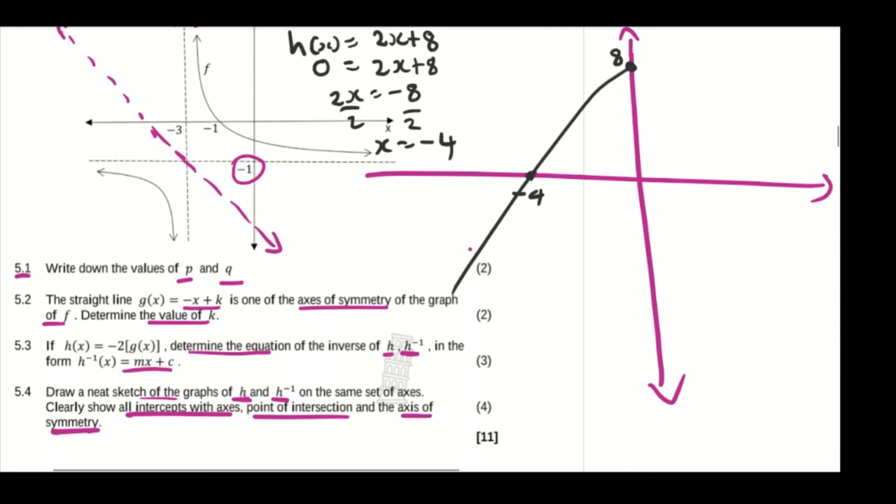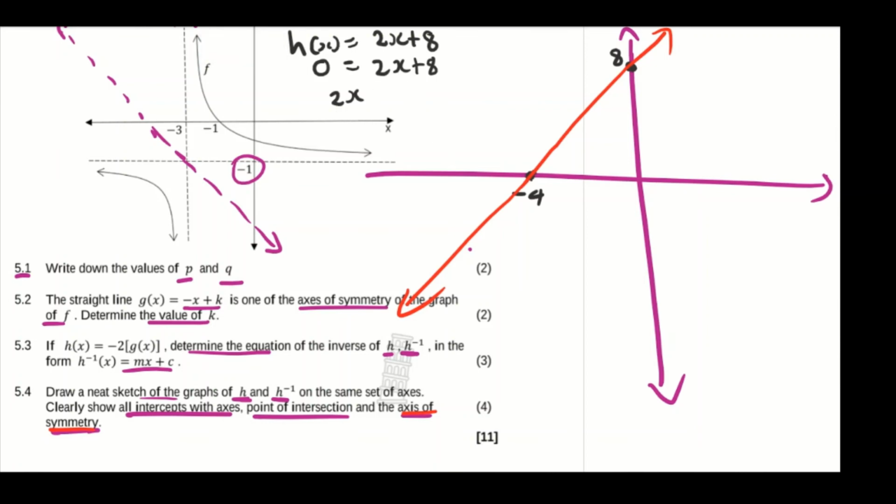And then you join these two, let me just redraw this. Sorry about that, so you're going to join these, it's going to be something like this, and then we're asked to draw the symmetry, right? Which is the axis of symmetry here, we are told. But before we do that, let's draw the other equation, which is the inverse.